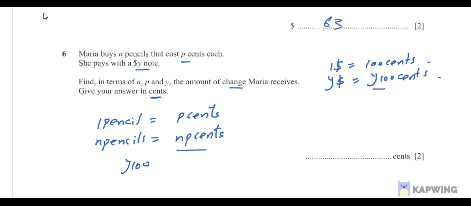It's better to write the numbers before. It doesn't matter if you write Y100 or 100Y, but write 100Y minus NP. So give your answer in terms of N, P and Y. We have to write this complete relation here. So it will be 100Y minus NP. This is what she will receive back, because she paid 100Y cents. That was the chargeable amount. So the remaining will be 100Y minus NP.